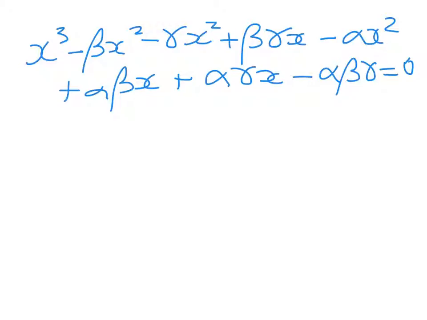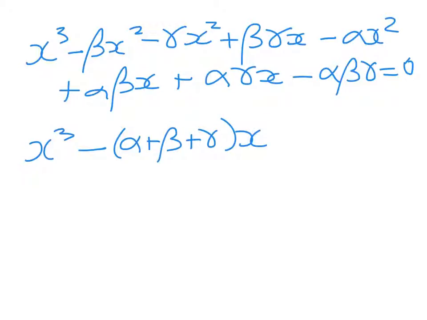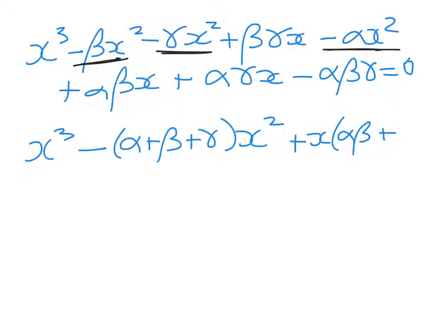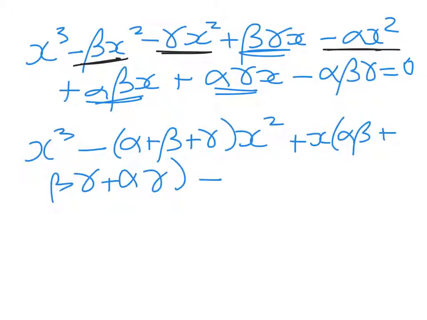Okay, so there you go. So all I'm doing is I'm expanding a cubic. There's nothing really to it. What I'm going to do next is collect up like terms. So x cubed minus alpha plus beta plus gamma x squared. Right, so that's that one, and that one. Now I'm going to collect up the x terms. So that's going to be plus x times alpha beta plus beta gamma plus alpha gamma. It's those three. And lastly I'll have minus alpha beta gamma.